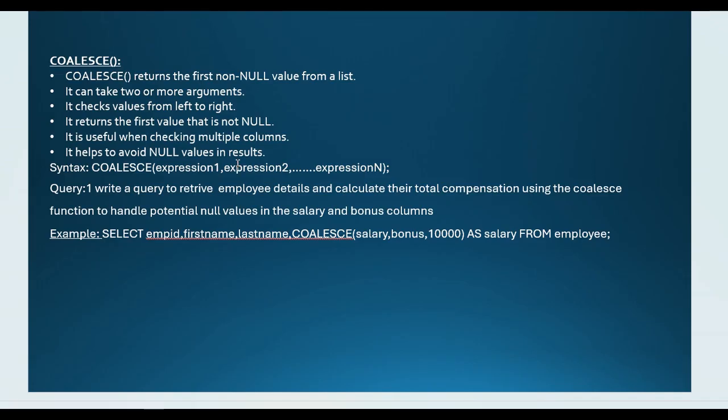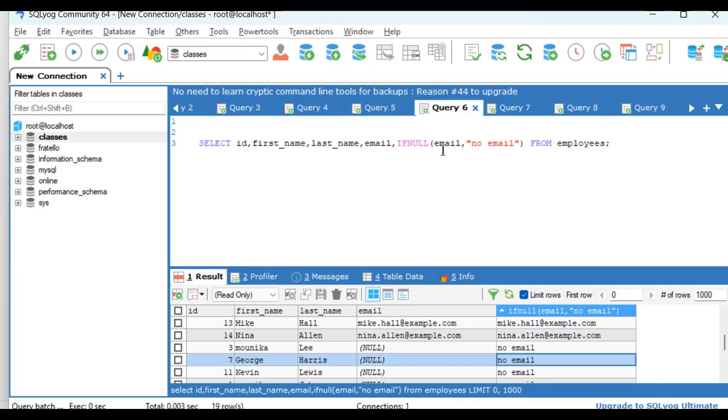Here, write a query to retrieve the employee details and calculate their total compensation using the COALESCE function to handle the potential null values in the salary and bonus columns. So check out the salary and bonus. Select, I'm taking ID, first name, last name, salary and bonus.